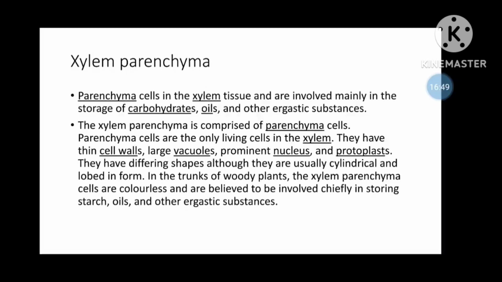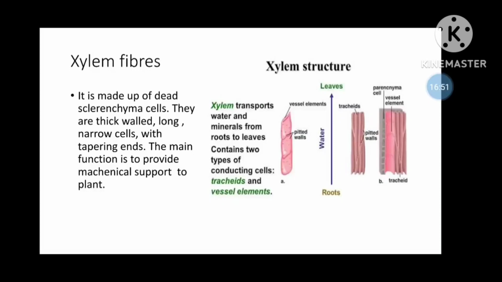Now come to the next slide. Next is your xylem fiber. It is made up of sclerenchyma. They are thick-walled, long, narrow cells with a tapering end. Again, it has a tapered end. The main function is to provide mechanical support to the plant.